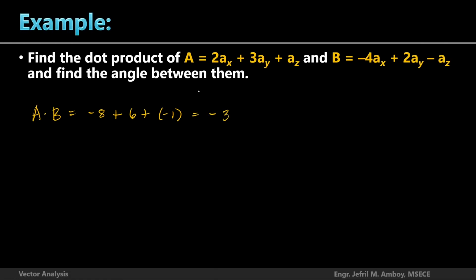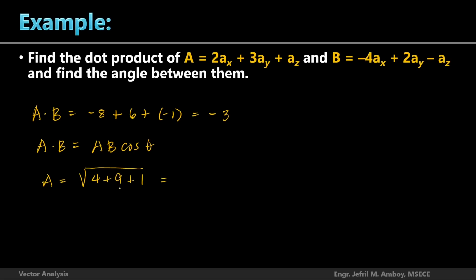Now, let us find the angle between them. Remember that the dot product, A dot B, is equal to A, B, times the cosine of theta. So this is what we're going to use to get the angle theta. But before we can solve for theta, we need to first solve for the absolute values of A and B. Let's put here the absolute value of A. How do we get the absolute value of a vector? That's just the square root of the quadratic sum. So we square 2, that's 4. Then plus the square of 3, which is 9, and then plus the square of 1, which is also 1.